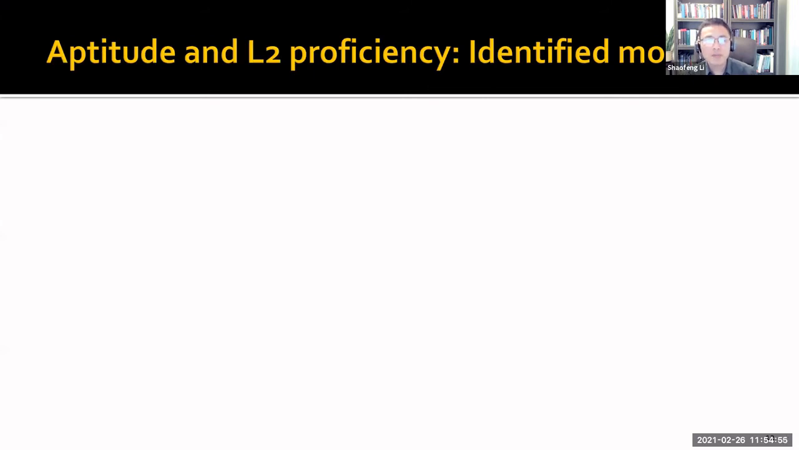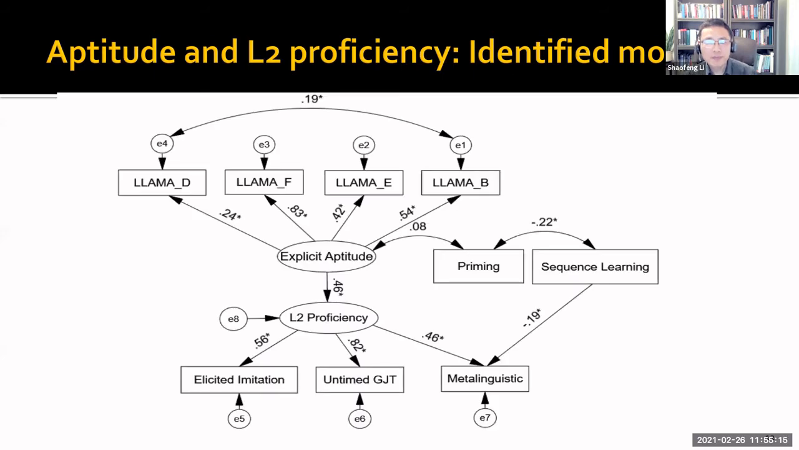Let me present the model relating to the relationship between aptitude and L2 proficiency. These are results relating to the 3rd research question, which is whether syntactic priming has predictive validity, whether it's predictive of L2 proficiency. And this is the identified model. I have to say that the model did not confirm the hypothesis I had regarding the relationships between the aptitude measures and proficiency measures.